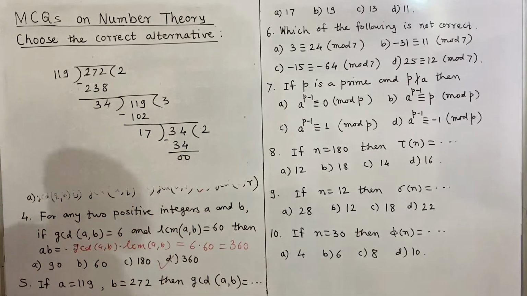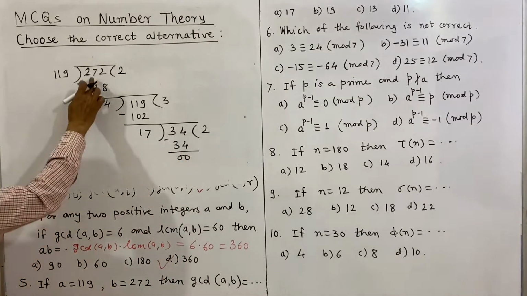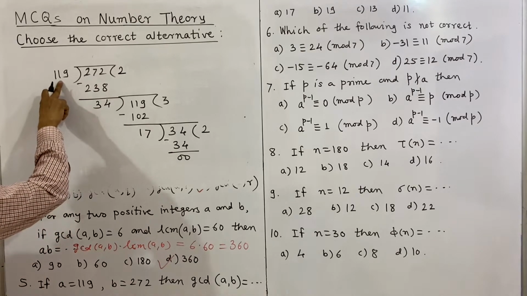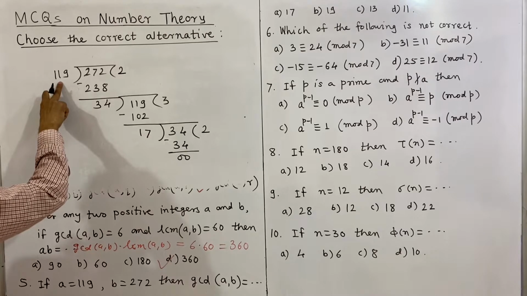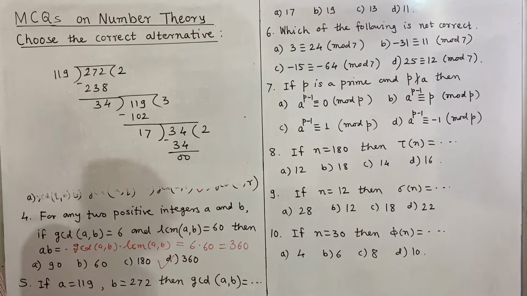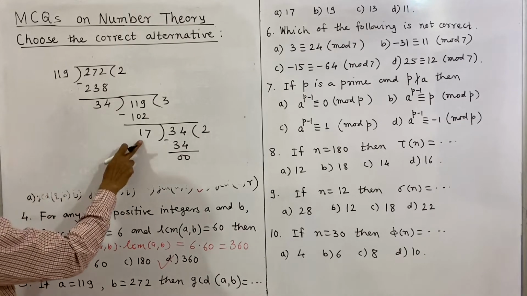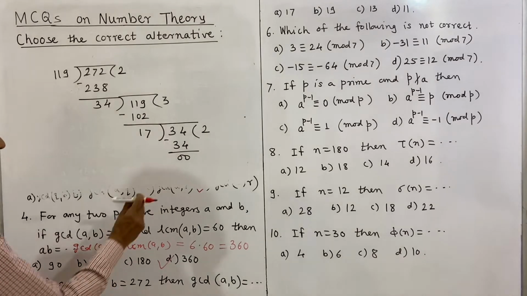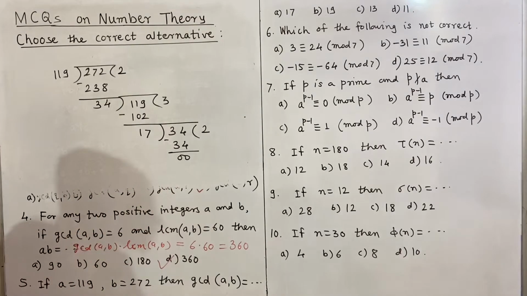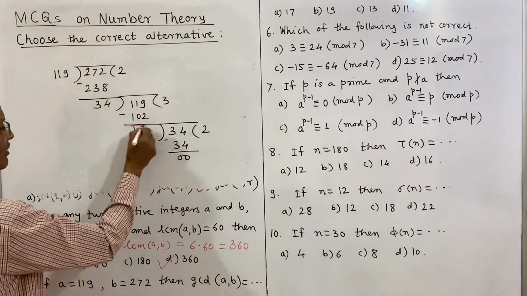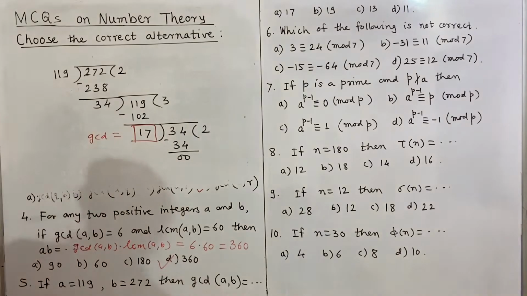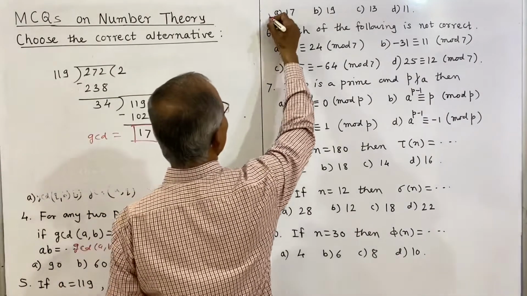This is the process of the Euclidean algorithm. The greater number is divided by the smaller number, and again we take the first divisor here and divide by 34, and so on. In this process the remainders are 34, 17 and 0. The last non-zero remainder is 17, and therefore this is the GCD of the two numbers, so the answer is 17.